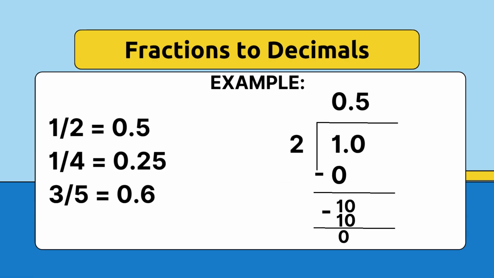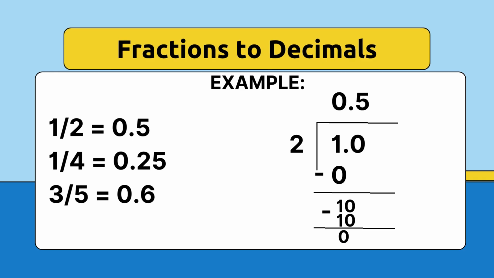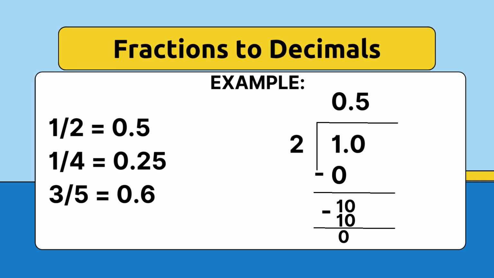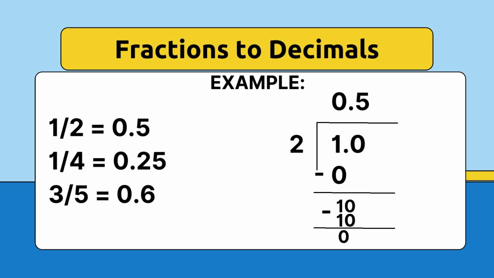To change fractions to decimals, divide the numerator by the denominator. To convert the fraction 1/2 into a decimal, we remember that the line between the 1 and the 2 means divided by. We need to divide the numerator, which is 1, by the denominator, which is 2. Add a decimal point and 0.